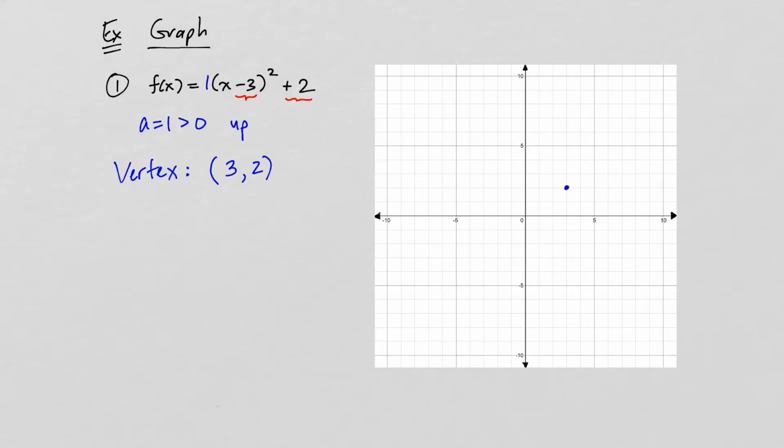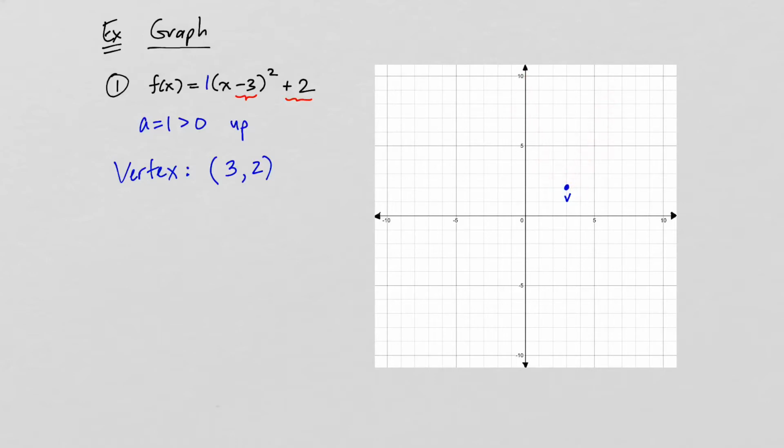That is this point right here. I'll put a little v here, which stands for vertex. We know the parabola is going to open up, so we know it's going to have some kind of a shape like this. But we don't just want to graph anything. We want to graph it accurately.